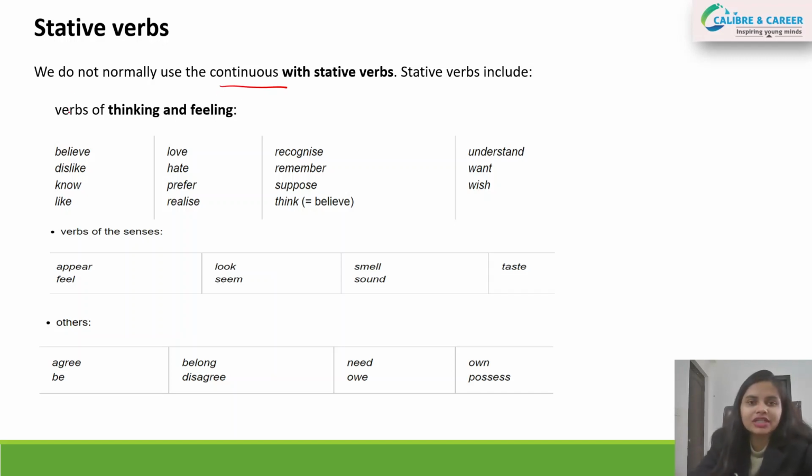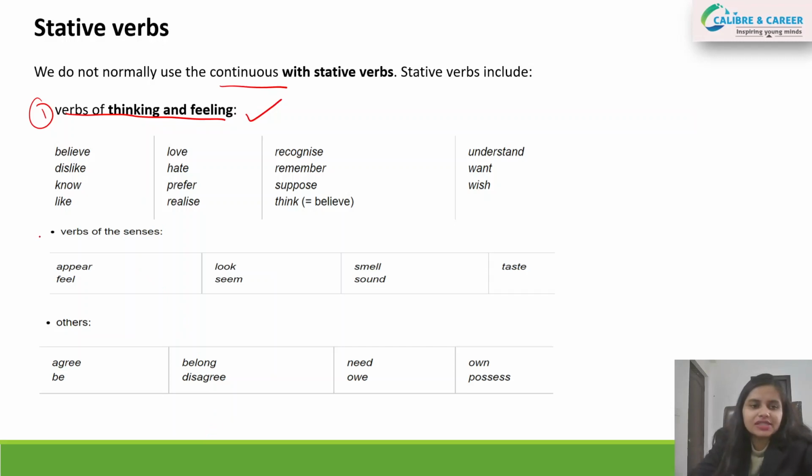So let's see what the types of stative verbs are. Number one, verbs of thinking and feeling, stating something, like I believe, I dislike, I love, hate, prefer, realize. These are the types when you're talking about feeling or some thinking you are doing. I understand. You won't say I understanding, that would be incorrect. That's the reason the stative verb will not come with the continuous tense ing.